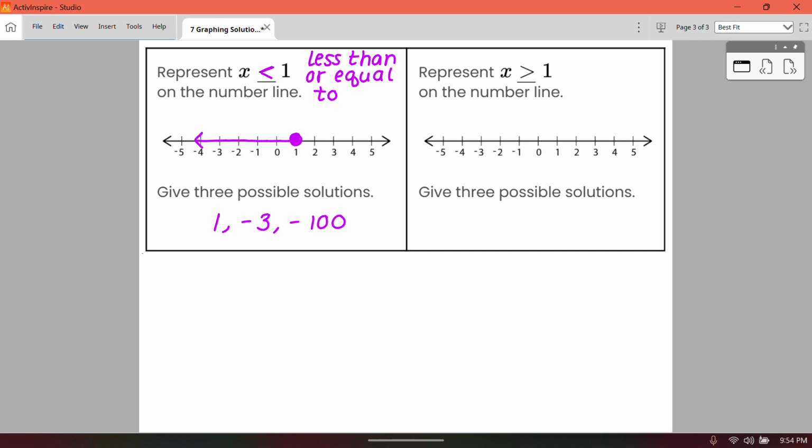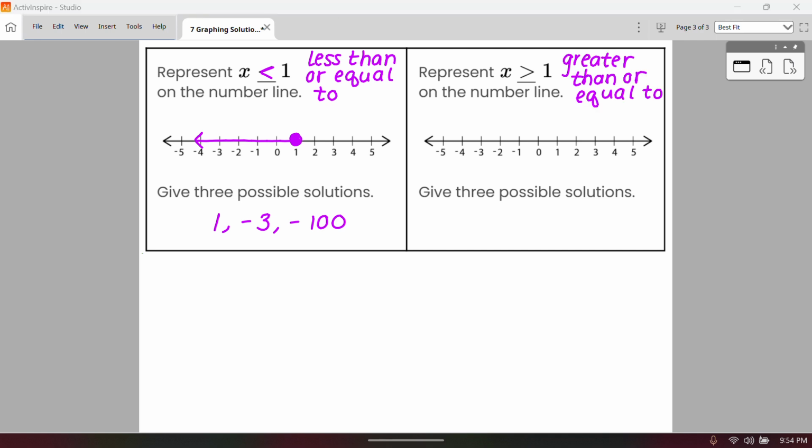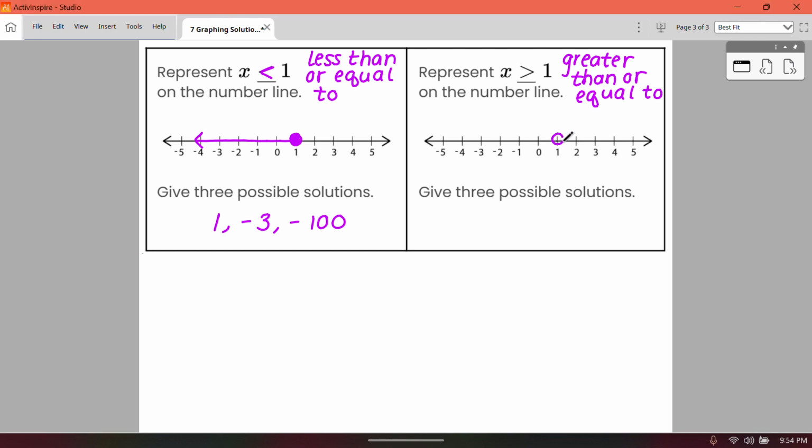Now the other one is going to be the opposite. So let me pause and write that down real quick. This one is greater than or equal to. So since it has the equal to, I'm going to put my dot on 1 and fill it in just like I did for the equation. And then I'm going to draw my arrow going to the right. As long or as short as I want it to.